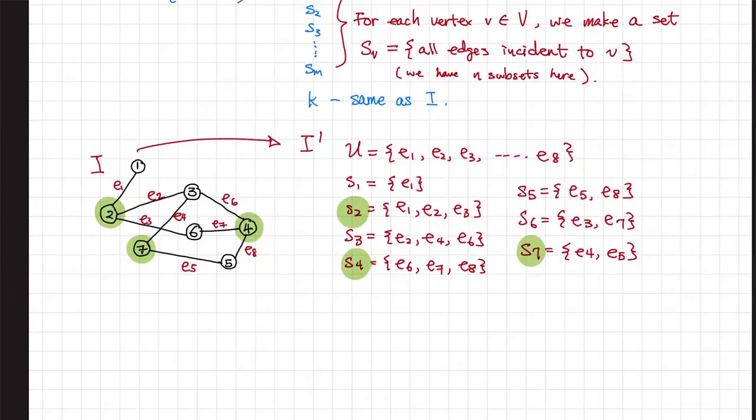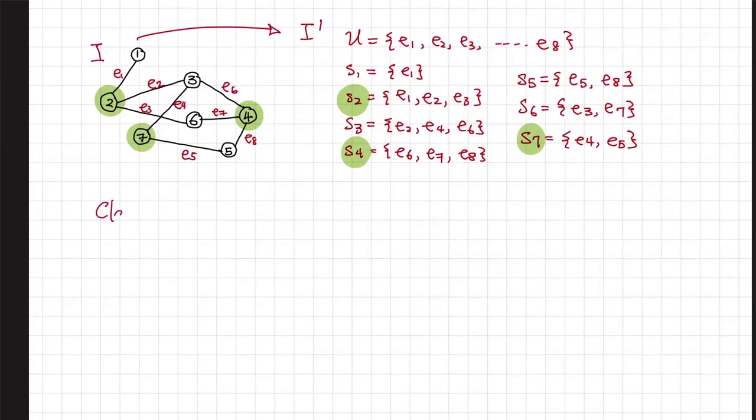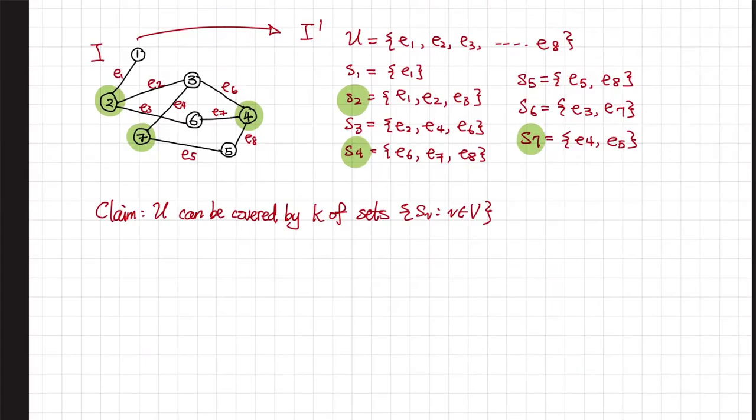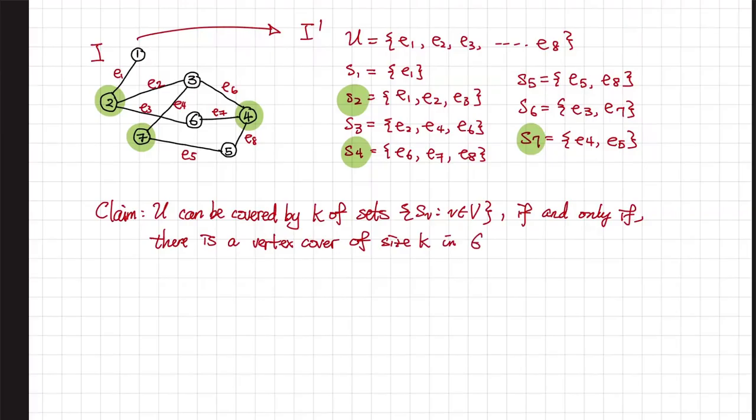So I can make the following claim. U can be covered by k of the sets in S_v, where v belongs to some of the corresponding vertices, if and only if there is a vertex cover of size k in G.